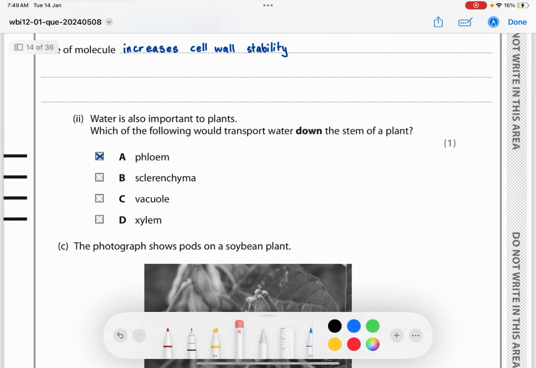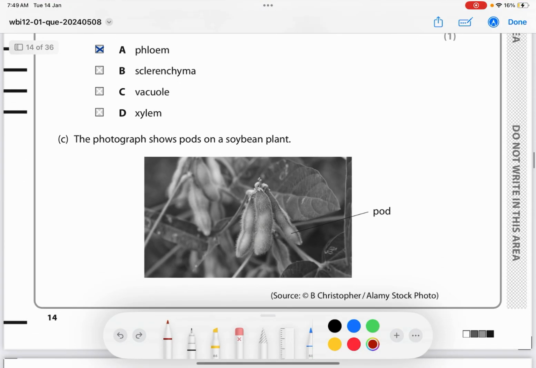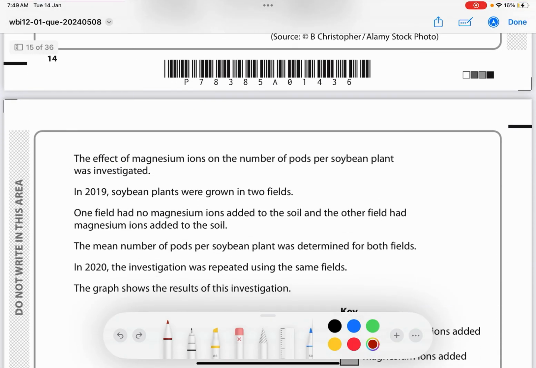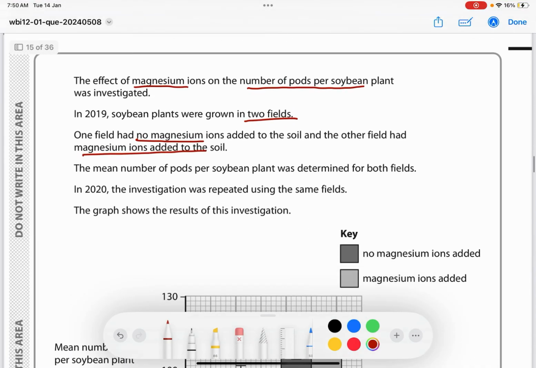Moving on, water is also important to plants. Which of the following would transport water down the stem of a plant? We know that is the phloem. So the photograph shows pods on a soybean plant. The effect of magnesium ions, okay, so now we're talking magnesium, on the number of pods per soybean plant was investigated. In 2019, soybean plants were grown in 2 fields. One field had no magnesium ions added to the soil. We have no magnesium. And this other one had magnesium ions added to the soil.